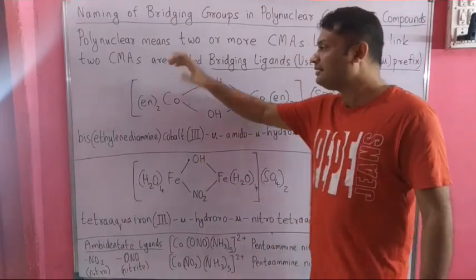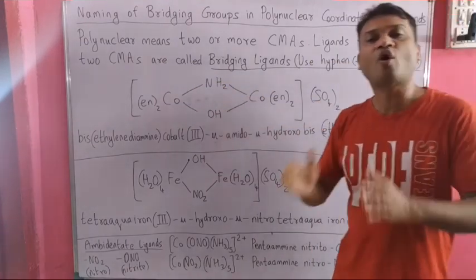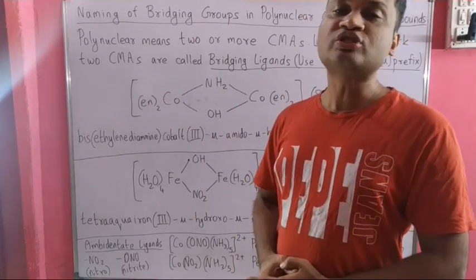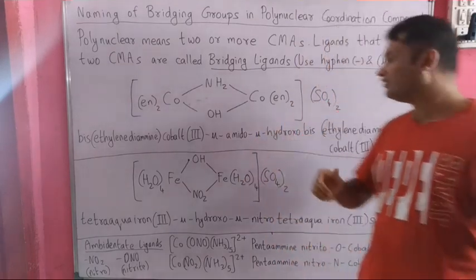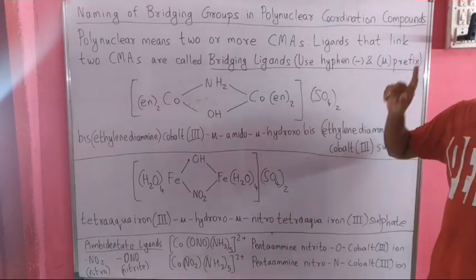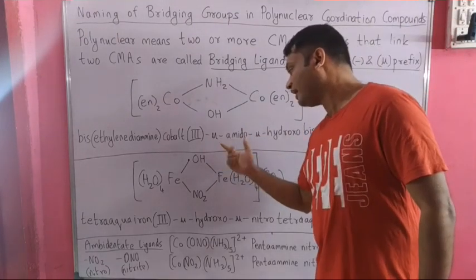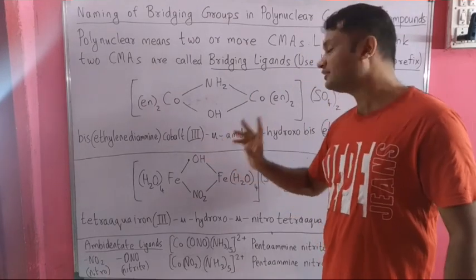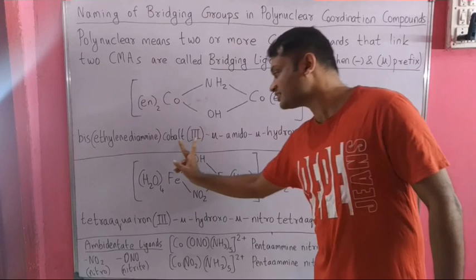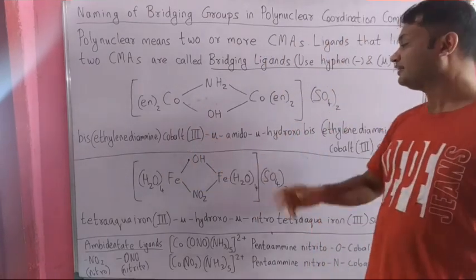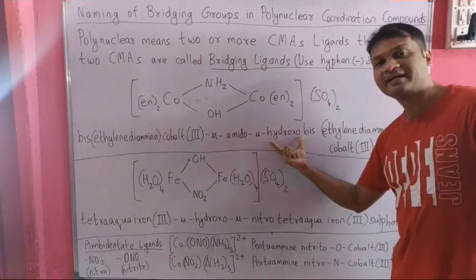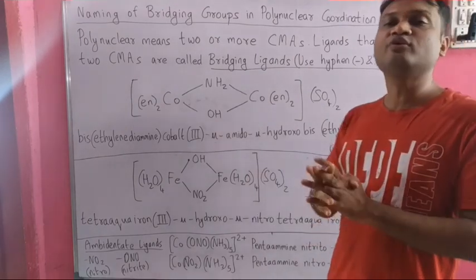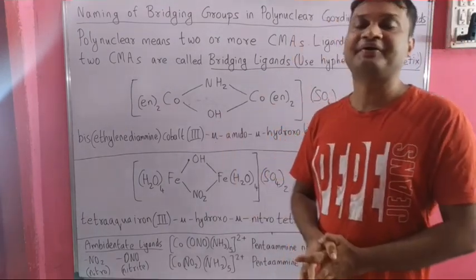So we want to name these kinds of polynuclear coordination compounds in which we have bridging ligands. So what are the rules for that? So we use a hyphen, which is a dash, to separate the ligands. So we have one ligand here, so we are using hyphen, which is a dash, to separate the monodentate ligand with the central metal atom, and then we separate this dash again with another ligand which is connected to another central metal atom. So in this case we will use the symbol dash as a separator.